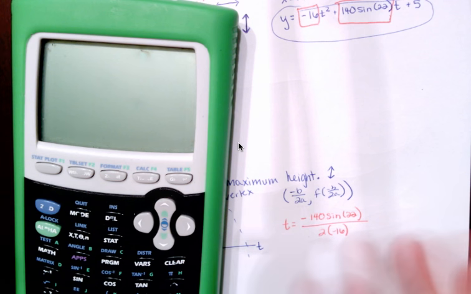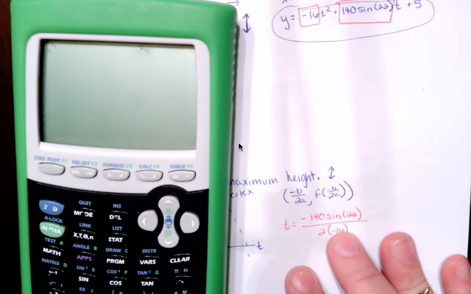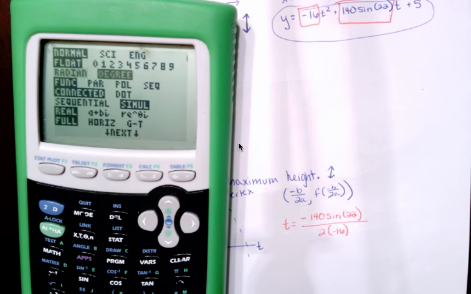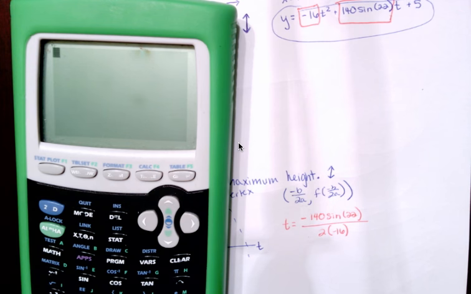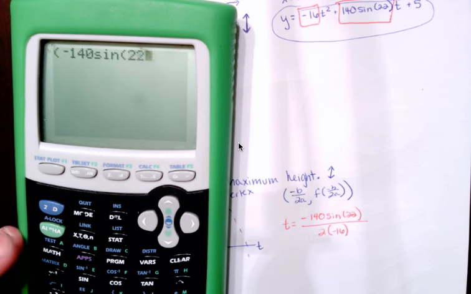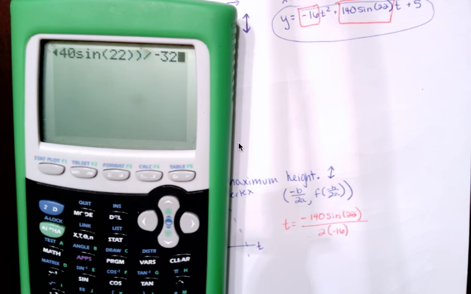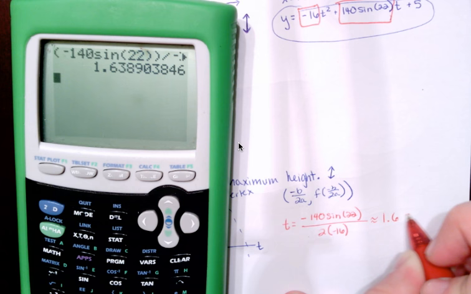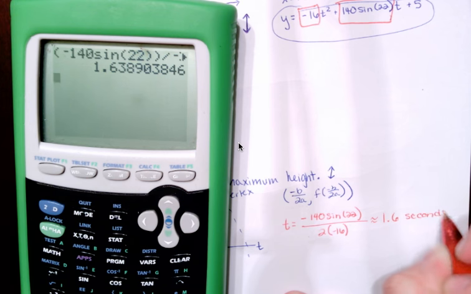One thing you do have to make sure when you're using your calculator is that your mode is in degrees. So I'm going to go mode degree and then just type that in. If you're typing it all in, you want the entire top to be in parentheses because that entire top is being divided by negative 32. So I get 140 sine 22 divided by negative 32, because 2 times negative 16 is negative 32. And you get about 1.6 seconds. Because remember, that was our t.